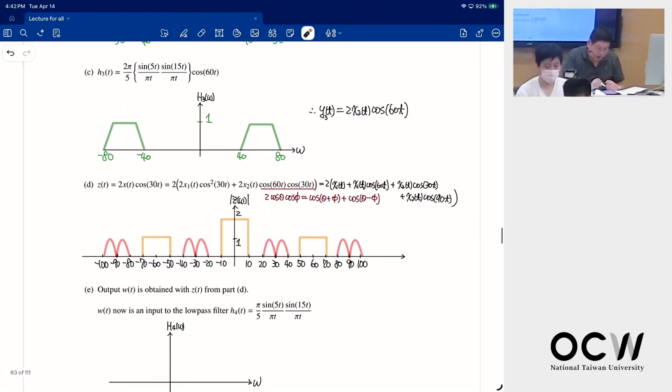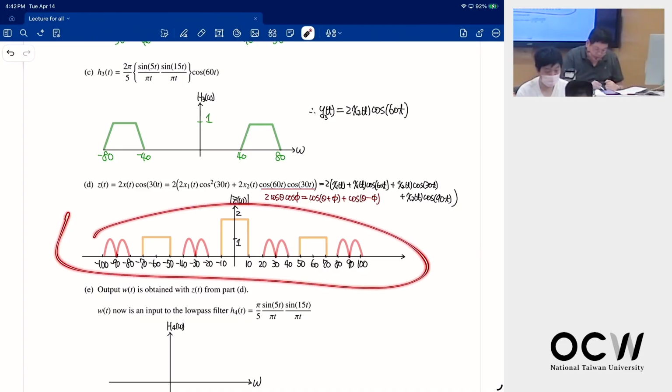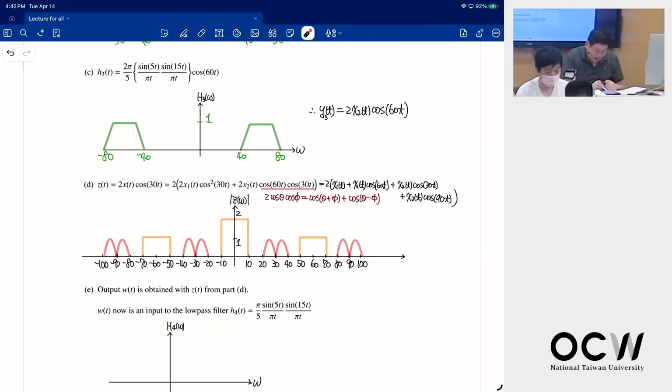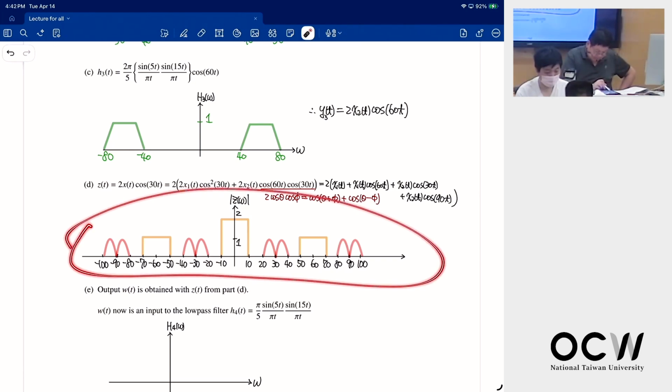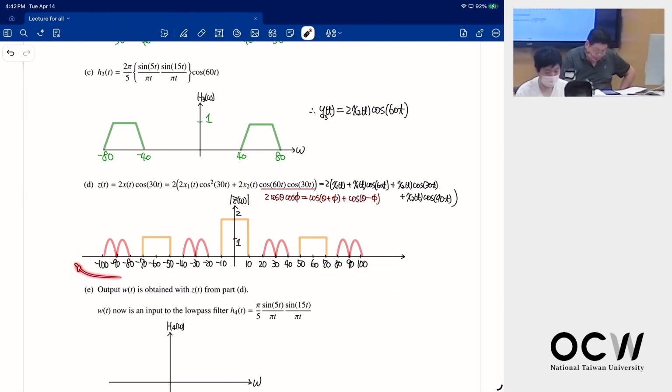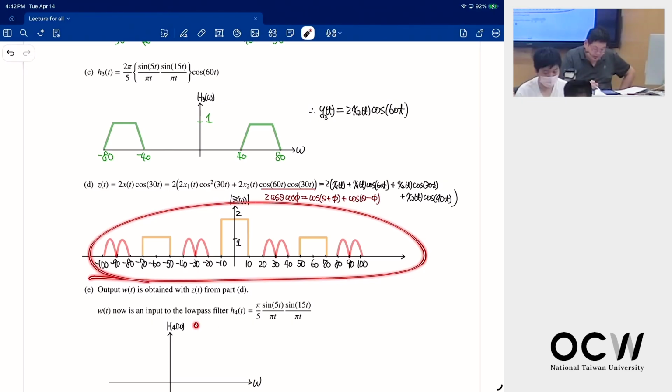Right, so where are we? Now we have another signal, and then the output. So the output is obtained from part D. Okay, so what is the output? C(t). So this is the output. And now we are going to have this as an input to another system, which is the low pass filter.